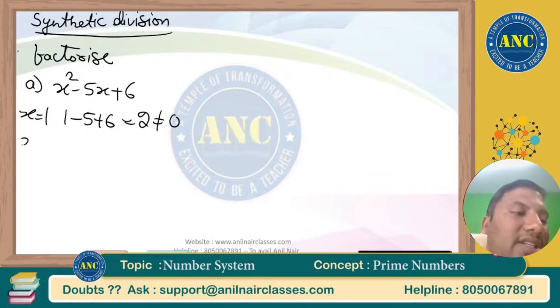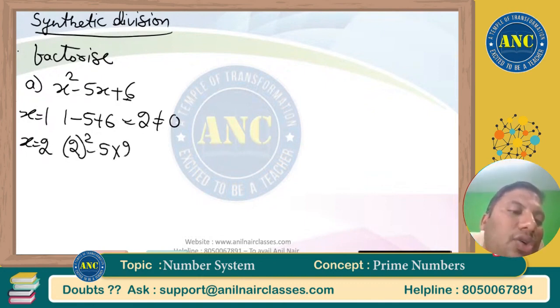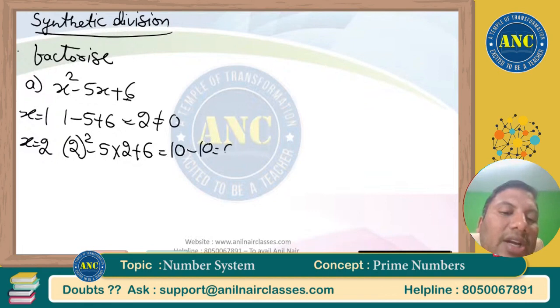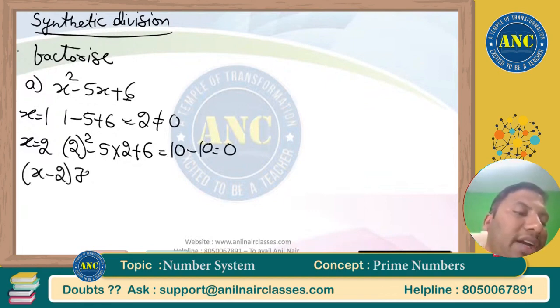Then take x equivalent to 2. I am taking the factors of the constant. x equivalent to 2: 2 square minus 5 into 2 plus 6, 4 plus 6, 10, 10 minus 10. It is equivalent to 0. That means x minus 2 is a factor.